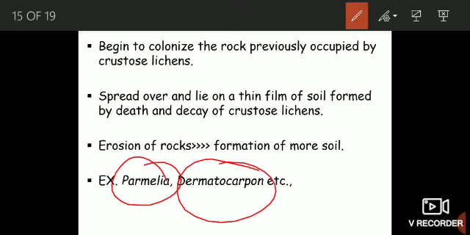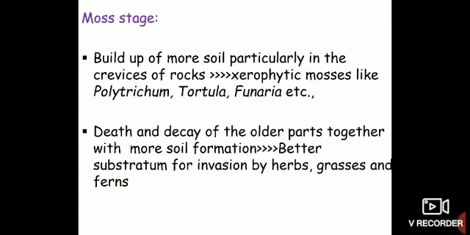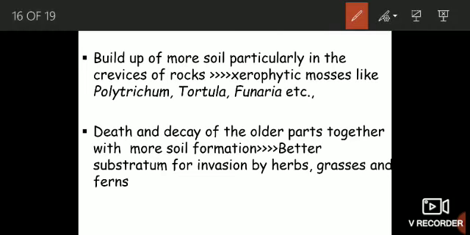The examples of foliose lichens are Parmelia and Dermatocarpon. Ultimately they also alter the environment to make it more stable for the next plant community. Here is the next plant community. The buildup of more soil by the foliose lichens, particularly in the crevices of rocks, creates conditions more favorable for the mosses. Some xerophytic mosses like Polytrichum, Tortula, and Funaria invade this area. That means the foliose lichens have created more favorable conditions for the mosses compared to themselves, and when they are not able to exist in these conditions, they are easily replaced by the mosses.